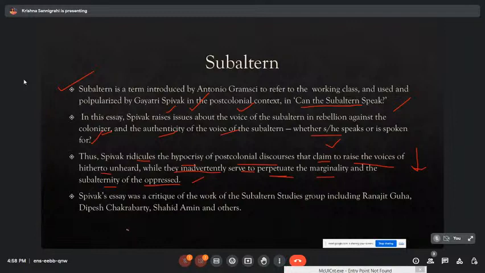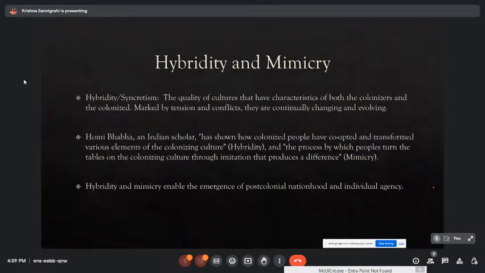So Spivak's essay was a critique of the work of the subaltern studies group, including who? Including Ranajit Guha, Dipesh Chakrabarty, Shahid Amin. So these names are also very important, and read these names as well for reference to post-colonial studies.